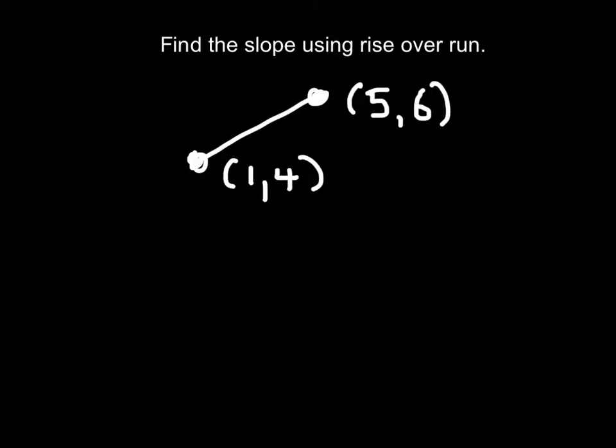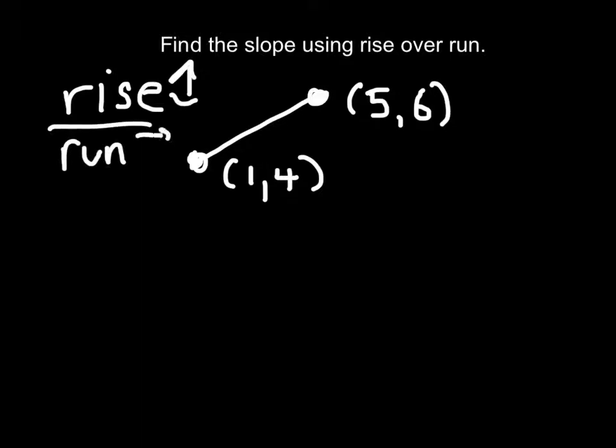This video is for practicing finding the slope using rise over run. So this is when we count slope on a graph. Remember that the rise is the vertical change, so it's the up and down change. It's the change in the y values. The run is the horizontal change. It's the change in the x values.